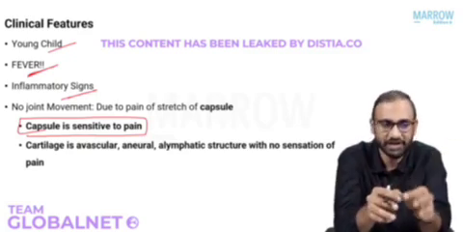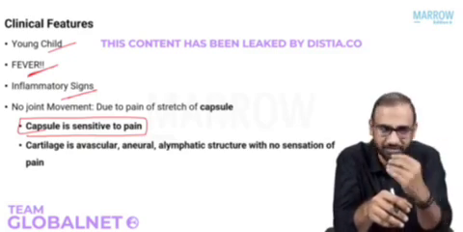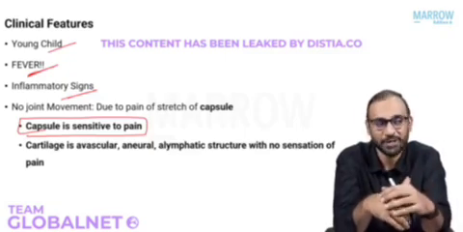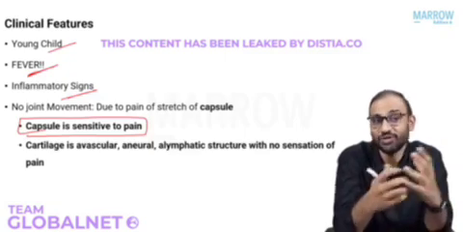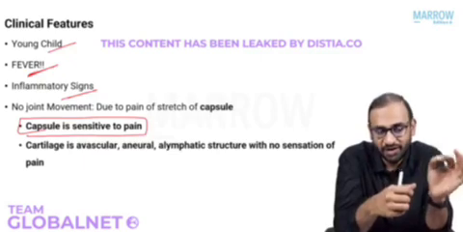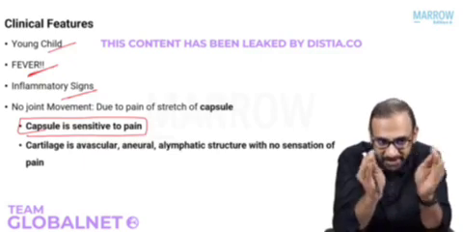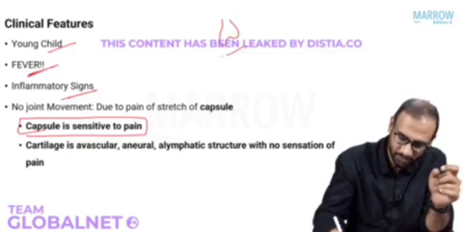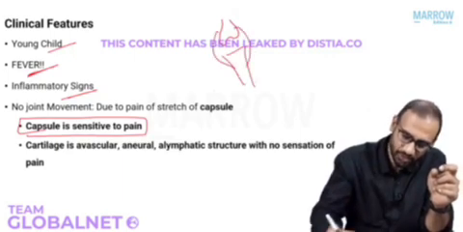Articular cartilage, in fact, is aneural, alymphatic, avascular, and painless, or has no sense of pain. So even if it gets destroyed, you will not feel pain because of articular cartilage destruction. This is the distension of the capsule. See, this is your distal femur, this is your proximal tibia, and this is the capsule around the joint.